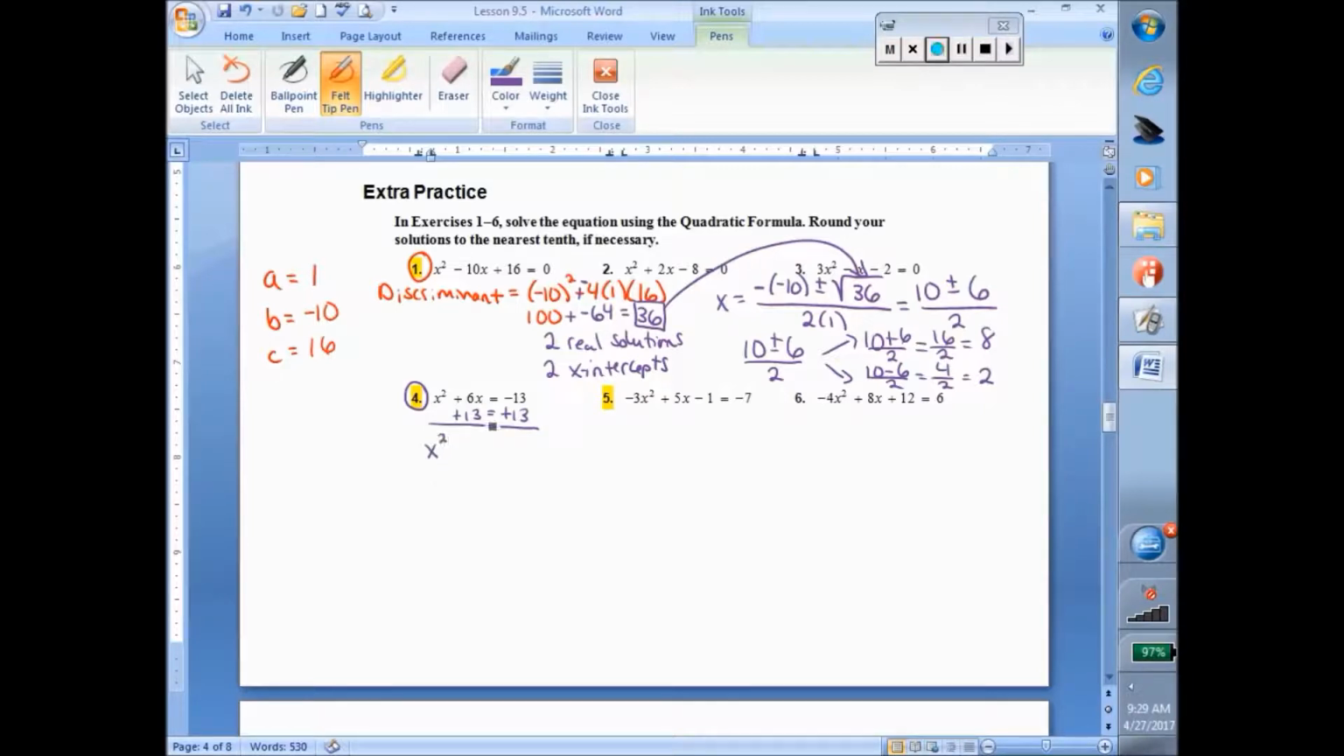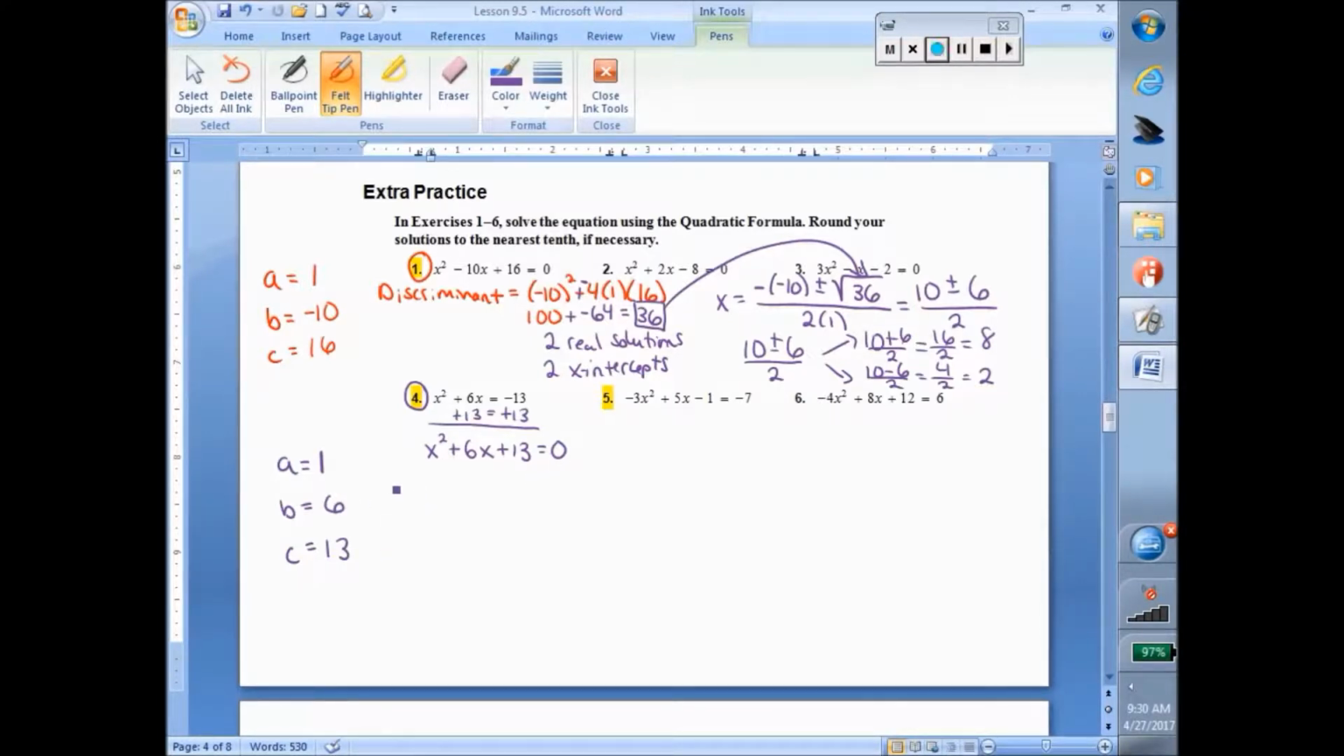The 13 does not have a variable with it, so I can't combine it with the x squared or the 6x. I just have to put it on the end. Now that my equation is in standard form, it's set equal to 0. Now I can go ahead and pick out my A, my B, and my C. My A value, once again, is just a 1. My B value is 6. My C value is 13.